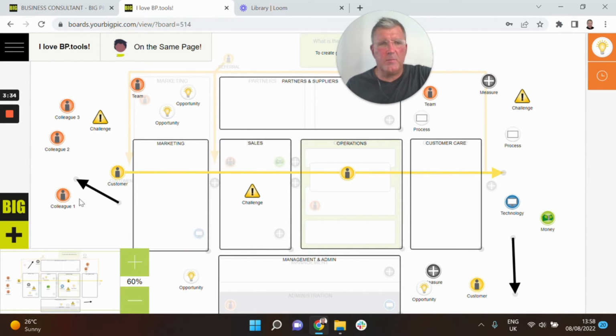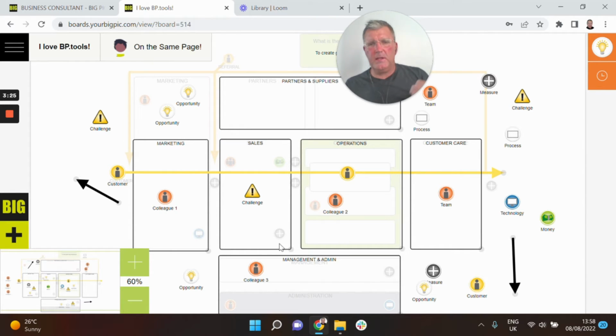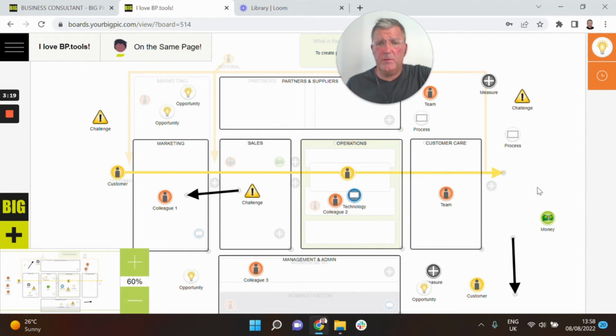So let's just see how the board would play out. We'd look at the different colleagues that are impacted, and remember, this is the client doing this, not you. So it's like them sharing all their useful truths that they wouldn't have done previously. They might put some connections on the board using the arrows. They would introduce the technology symbol, the money symbol.